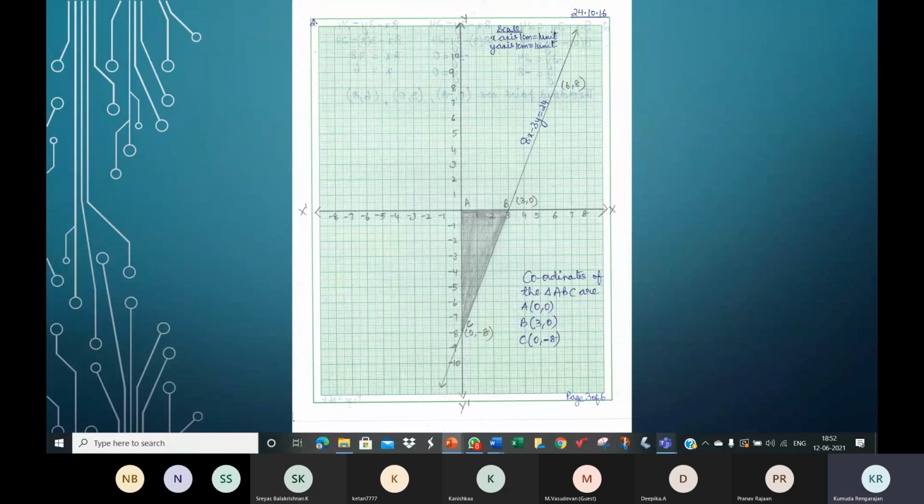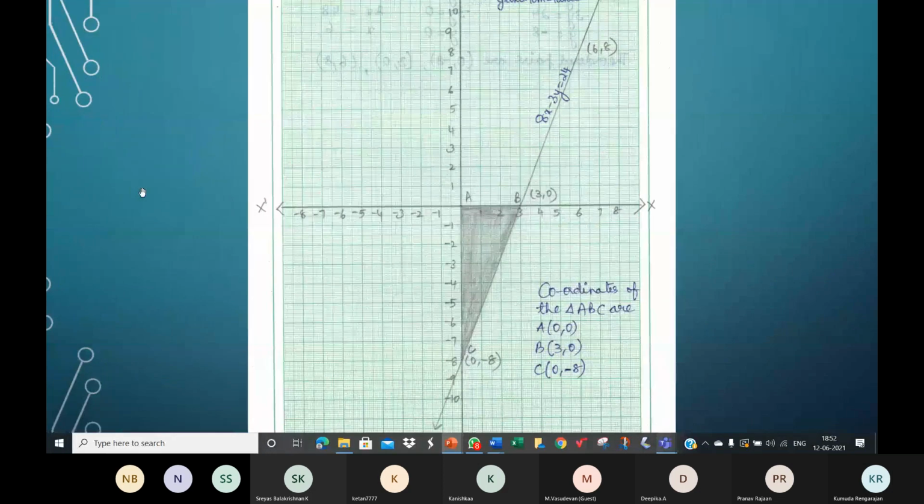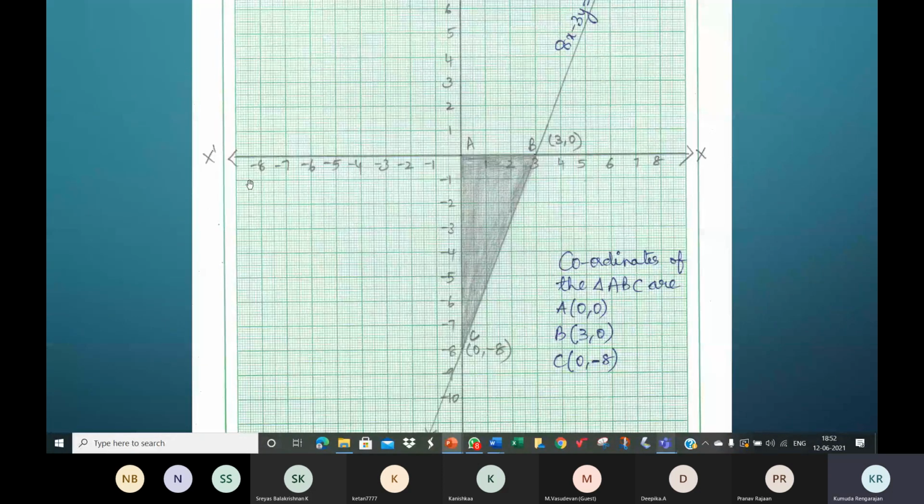Anyway, this is how it should be, children. So this is the graph line, and the triangle formed by the line with the coordinate axes, the x-axis and the y-axis. You can see it here. This is the triangle. I've shaded the triangle formed by the line with the x and y-axis. This is the x-axis, this is the y-axis, and this is the graph line. So these 3 lines enclose the triangle here.